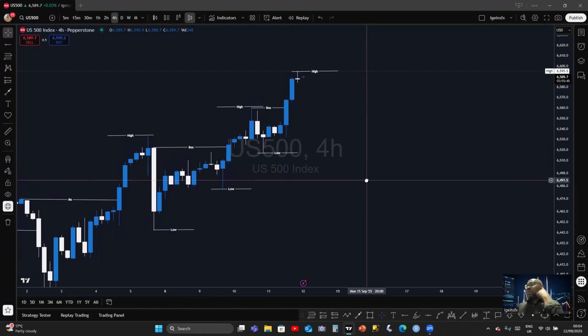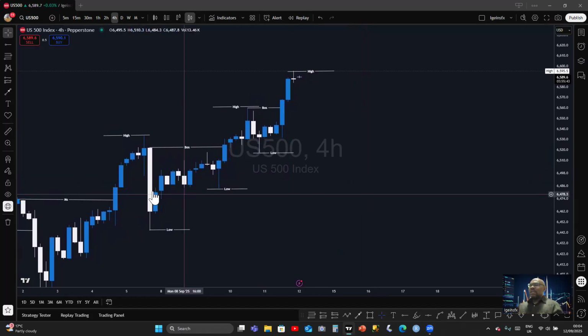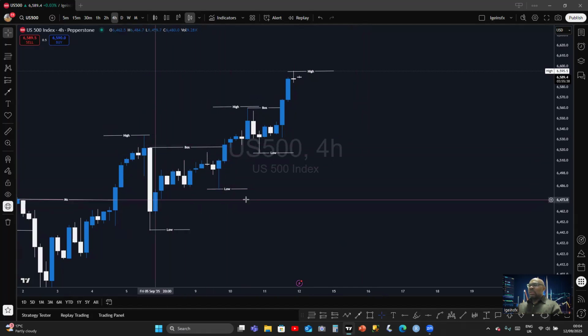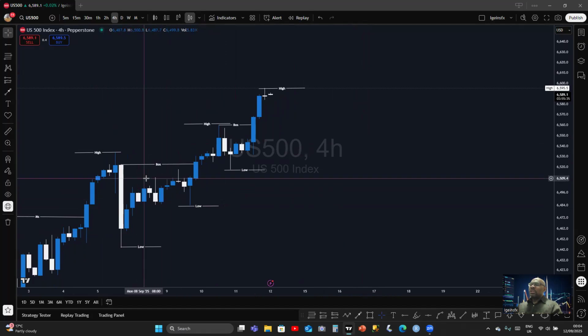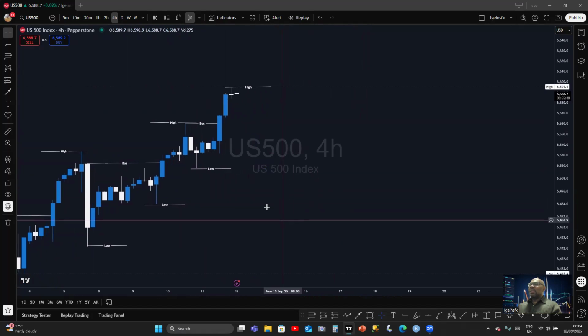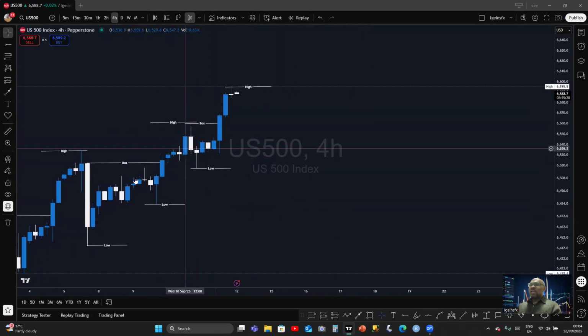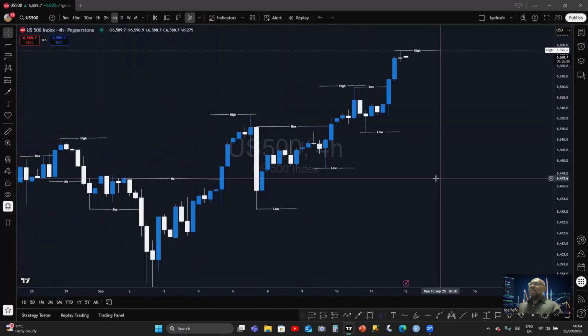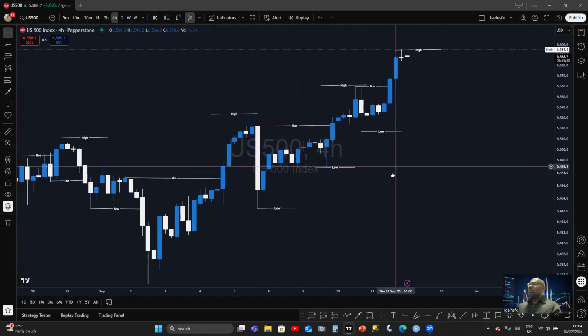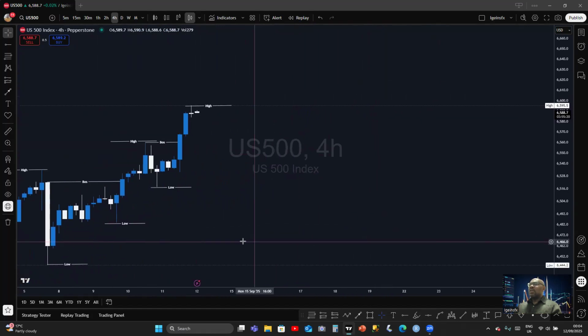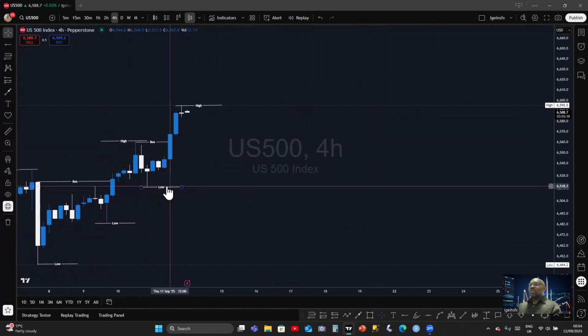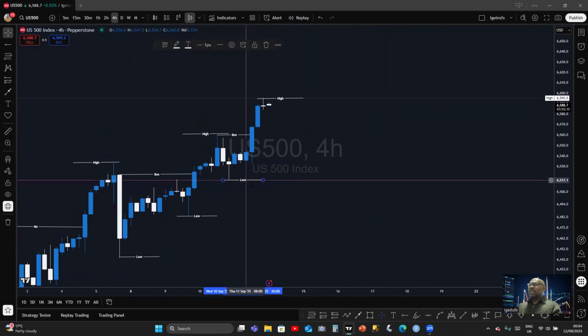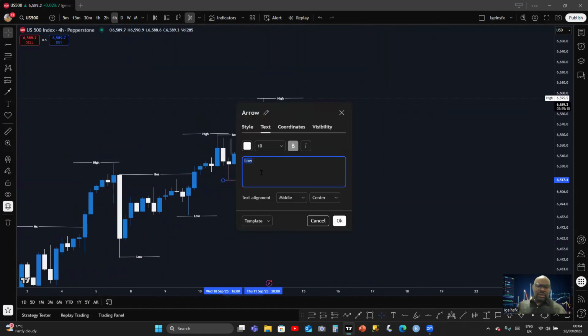Now, there's one thing we should understand. This break of structure, this one, is more obvious than this. This very one is more obvious than this very one here. Now, this is the first support level, and let's take it further in a more advanced way.